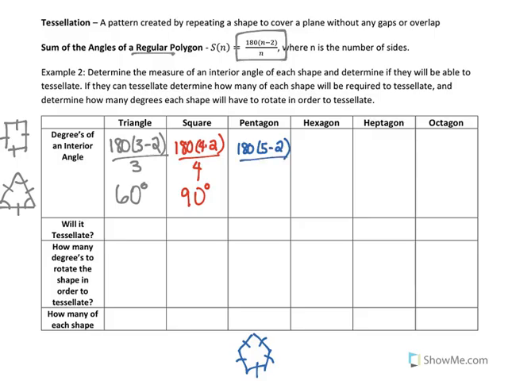So 180 times (5 minus 2) divided by 5. Type this into your calculator, you should get 108. So that means that each of these angles is 108.